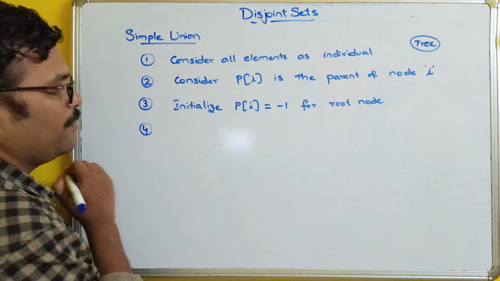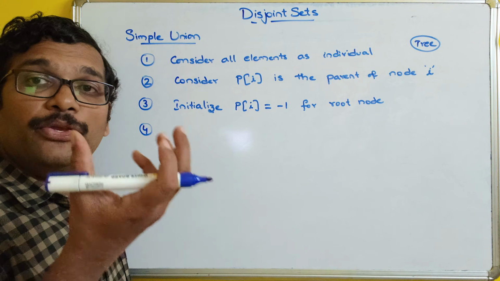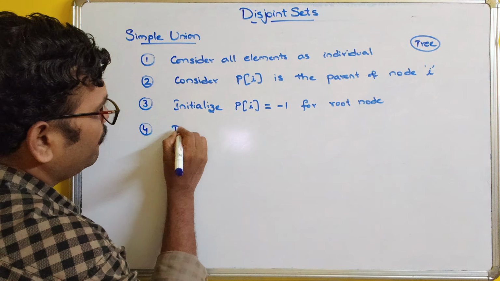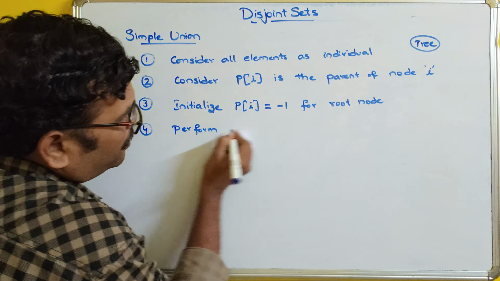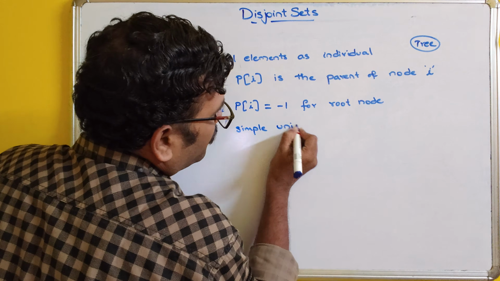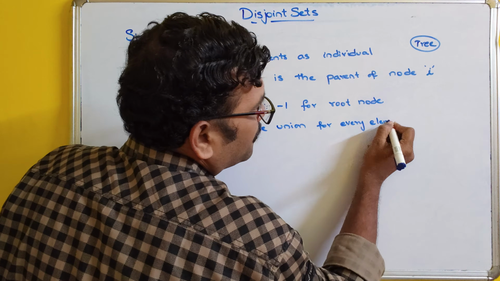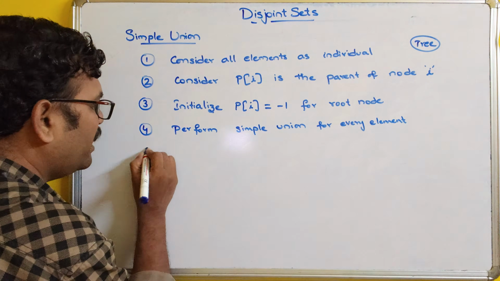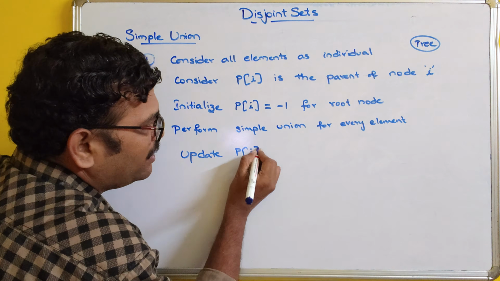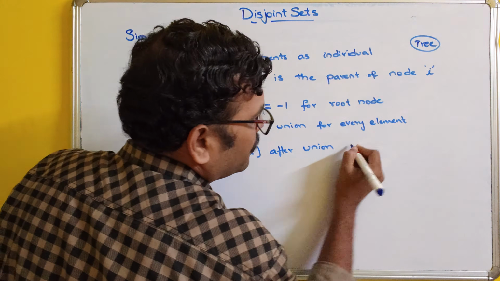And fourth, we have to perform the union operation one by one. Perform simple union for every element. And finally, update the parent after the union operation.